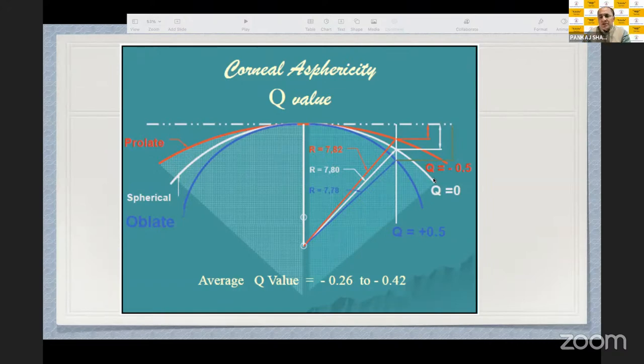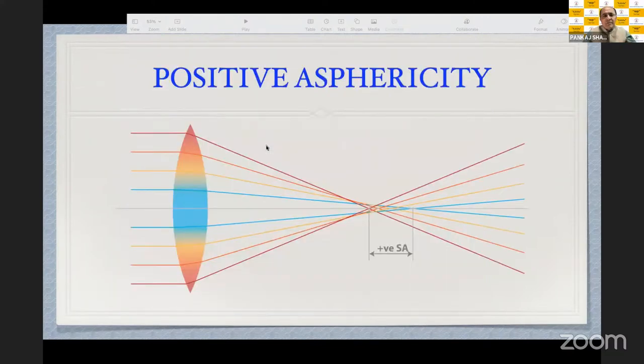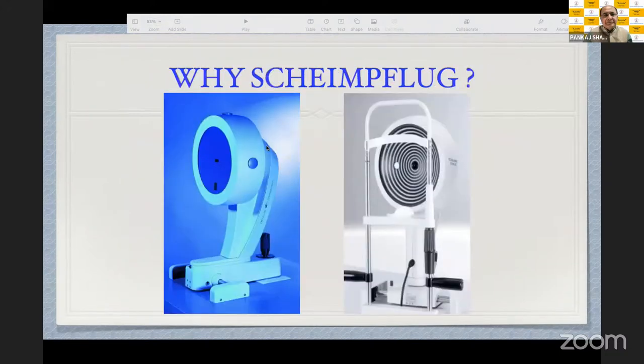So that is the difference one has to keep in mind, that with a negative Q value, there is still some residual positive asphericity inducing a positive spherical aberration, which means that even if the cornea is flatter in the periphery, it is more powerful in the periphery, despite being flatter, because of the inherent nature of any lens. So this thing has to be clear in your mind, because this is the biggest confusion in students. How come a cornea is getting flatter in the periphery, still it is positively aspheric?